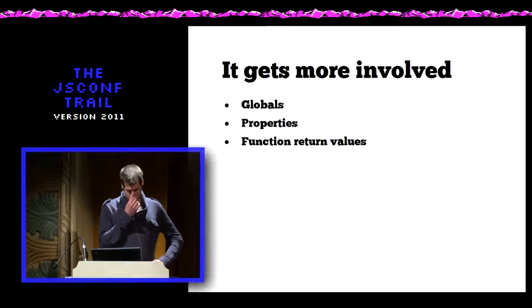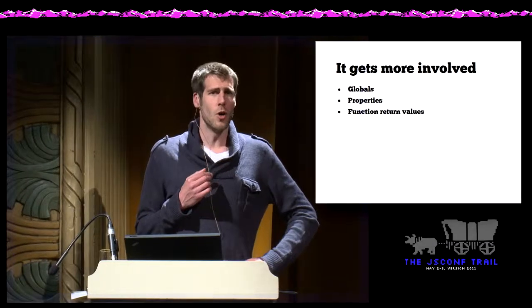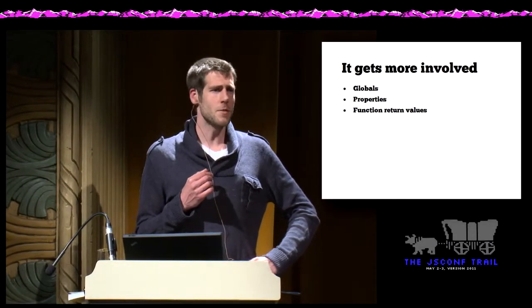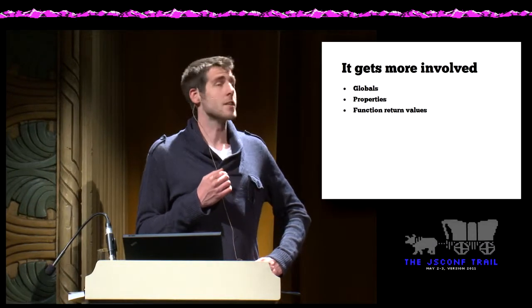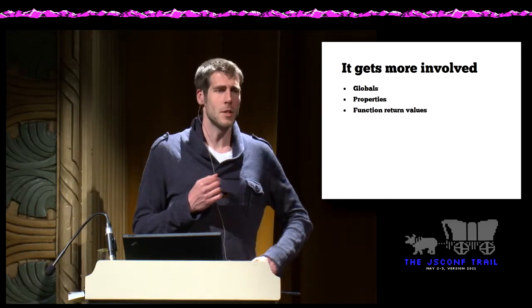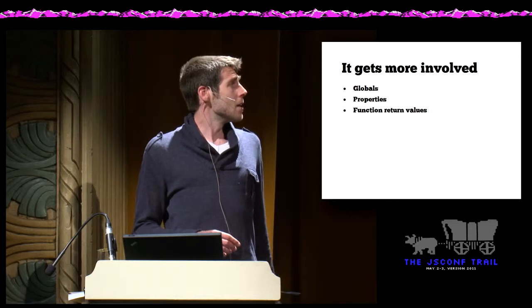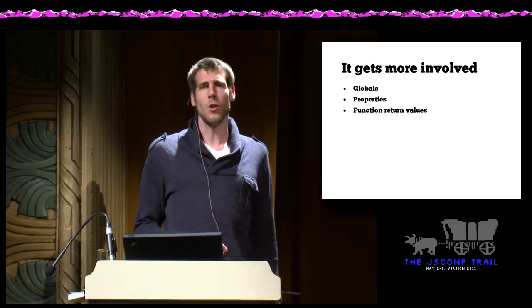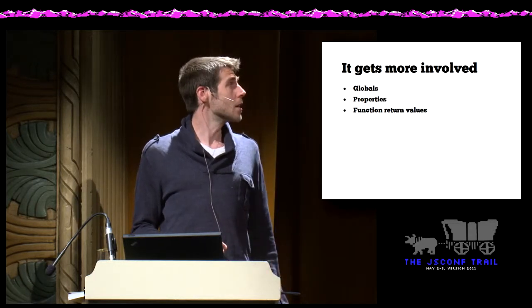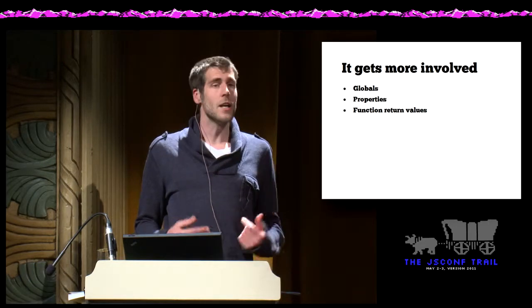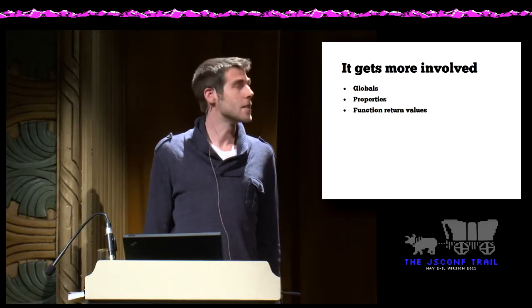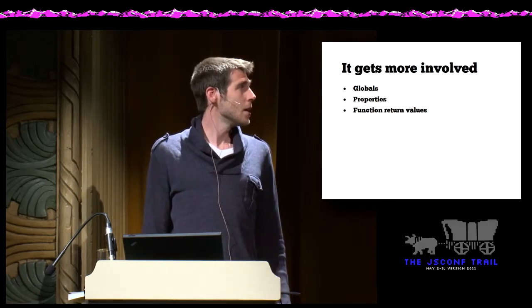Of course, there are other cases. If you have globals, then the whole program can change their type, and it's very hard to prove that they are going to be of a certain type. Same with properties, with the objects being passed around everywhere. Function return values. You need whole program analysis to get any kind of reliable information on these kinds of values.